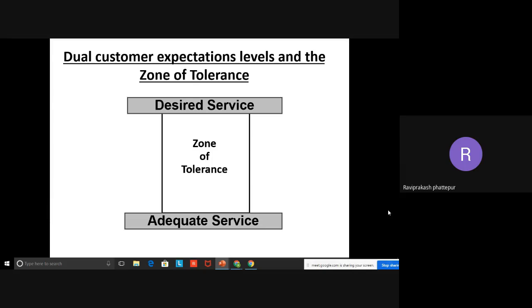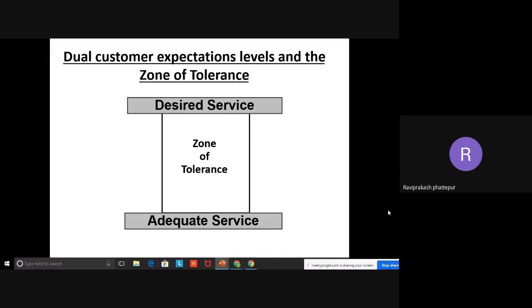So next we are seeing the threshold level of acceptable service is adequate service. That is, at least minimum they should give me this particular service, that is adequate service. That is the threshold level of acceptable service, or the level of service the customer will accept. Okay, the lowest that he says okay, okay chalta hai. So that is the adequate service.